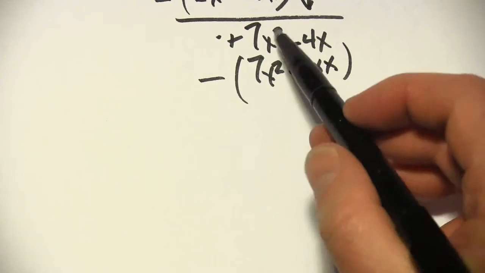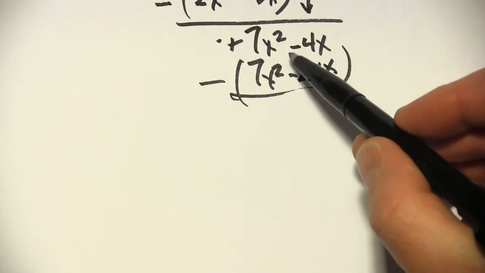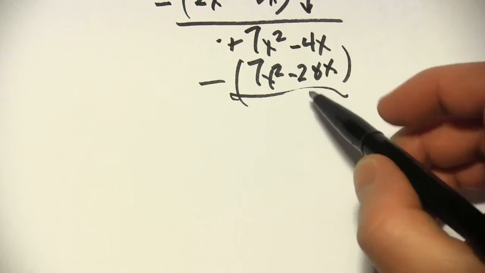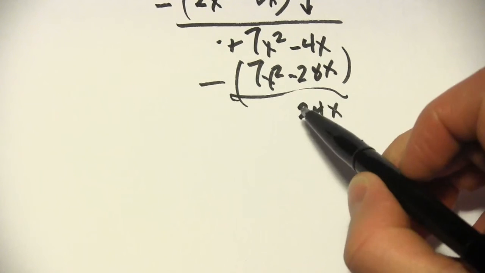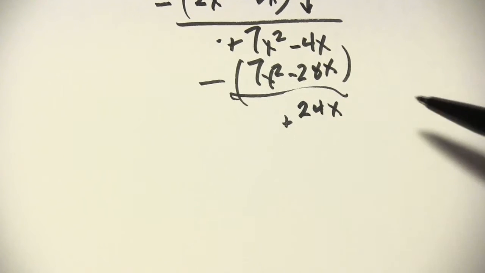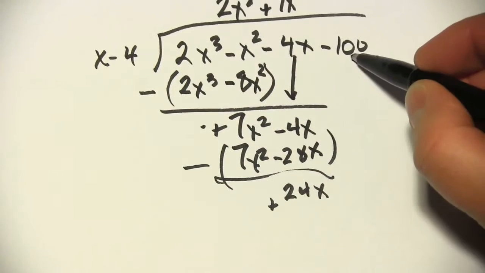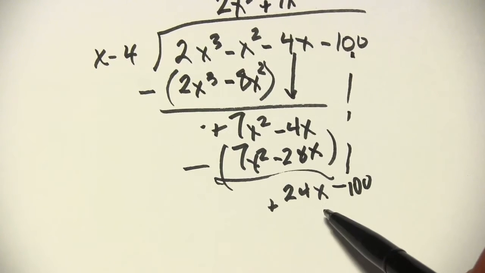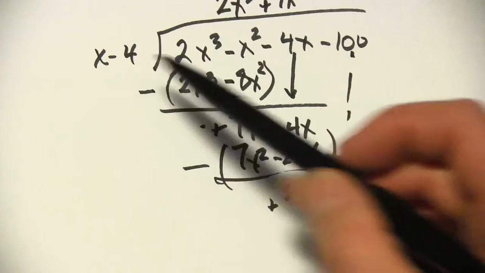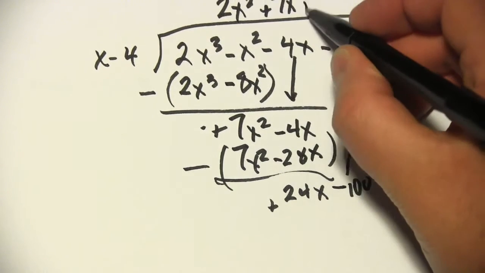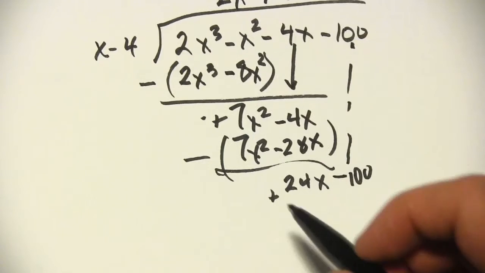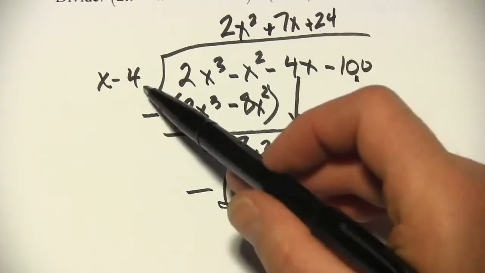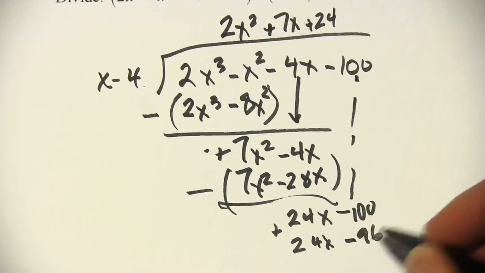So 7x squared minus 7x squared is 0. Negative 4x minus a negative 28x, so that's like plus 28x, is going to be 24x, a positive 24x. And then we bring this term down. That's minus 100. And now the question is, what do I multiply by x to get 24x? The answer is 24. So 24 times x is 24x. And 24 times negative 4 is negative 96.